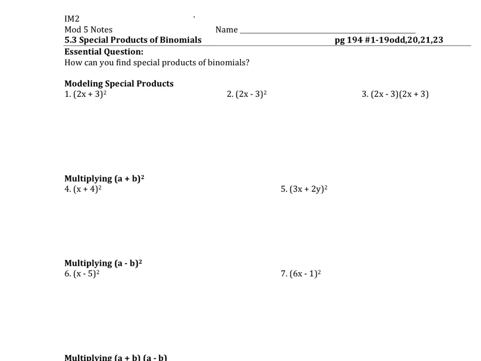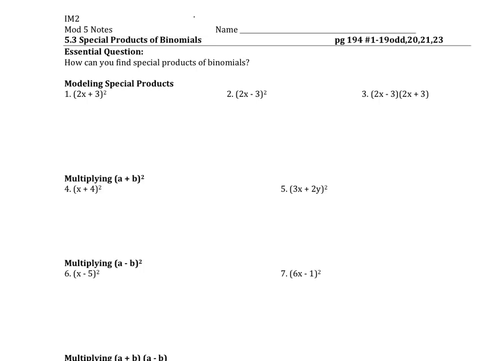All right, so 5.3, our last section in regards to multiplying binomials and polynomials. We're going to be dealing with special products of binomials, which for the most part isn't going to be that much different than what you've seen in 5.2. The big thing we have to pay attention to is we have 2x plus 3 squared.